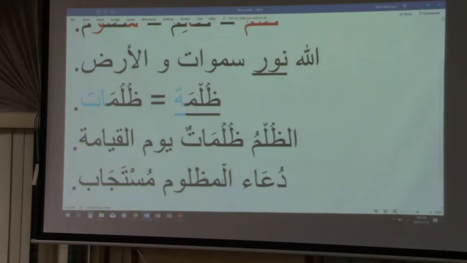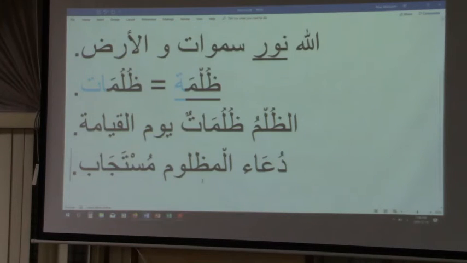Duaa al-madloom. I am oppressed. Oppressed, mustajab, answered. Very good. What is the word answer? Jawab. Look, the root word was jawab. There's a root word. So mustajab means answered. So the dua, the supplication of the madloom, the supplication of the oppressed, is answered. Okay, you can write down inshallah.